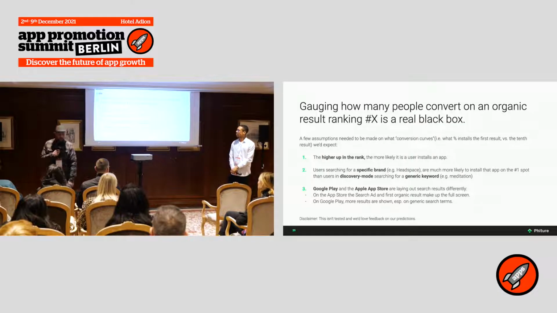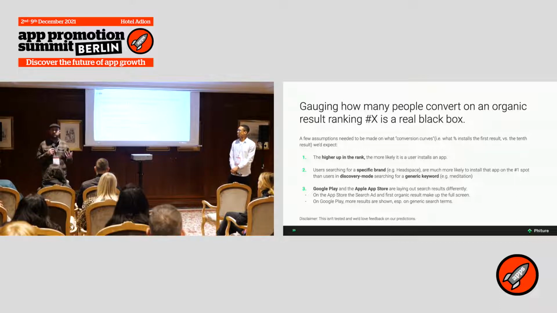And for that, we had to use a little bit more of a subjective estimation as to how many people are converting on the first search result versus the 10th search result. The assumptions that we made here are that the higher up in the rank you are, the more above default, the more likely it is, of course, that users will install the app. The further down you go, it will decline pretty quickly.